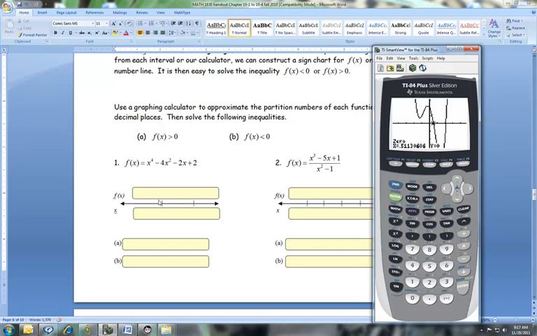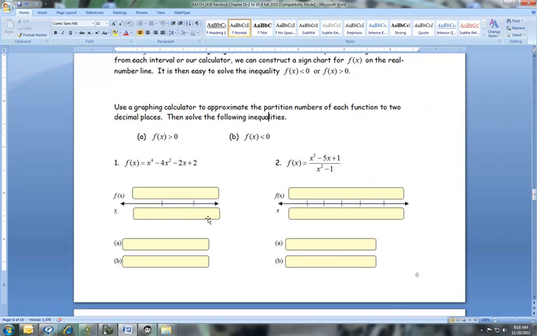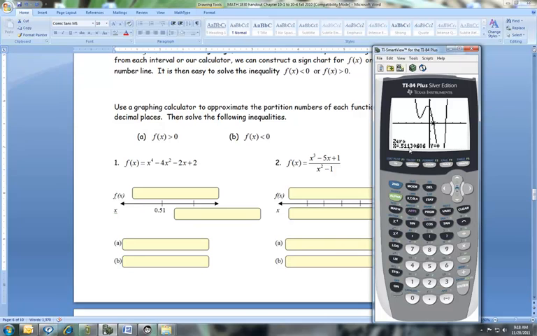Now on my number line, this is what my function is, this is what my x value is. So I've indicated that it hits the x-axis in 2 places. So my first one here, let me move this just a little bit, is 0.51. Let me get my calculator back up. Okay, let's go get the next 0.